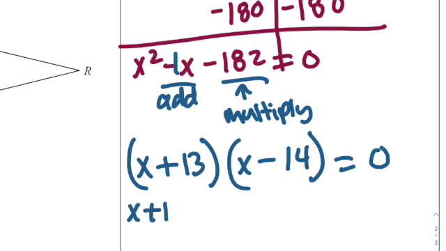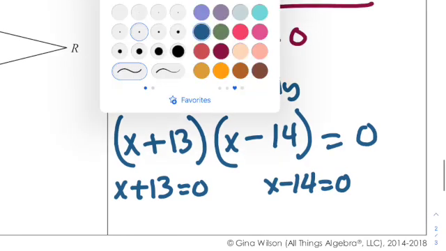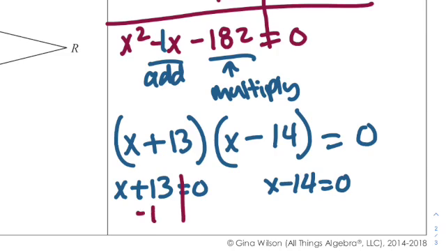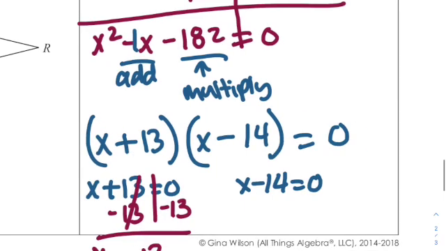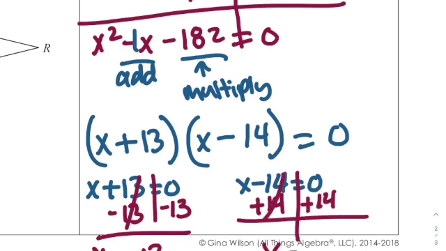So x plus 13 equals 0. X minus 14 equals 0. And then we start solving for x. So we subtract 13 from both sides. We get that one of the x's is negative 13. Then we go over here. We'll add 14 to both sides. Get x equals 14.